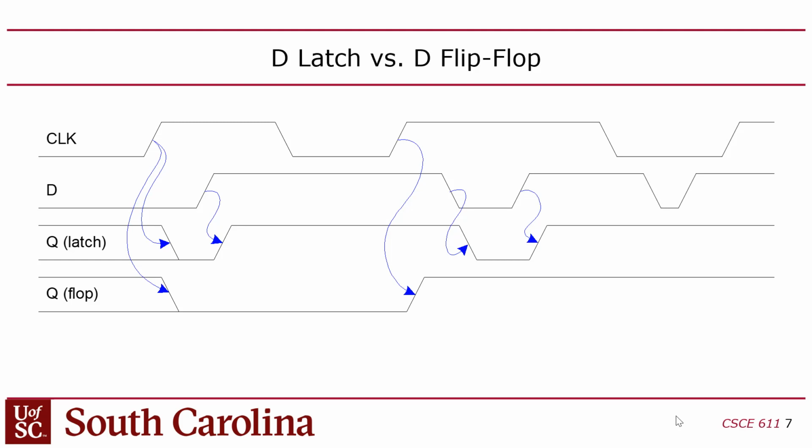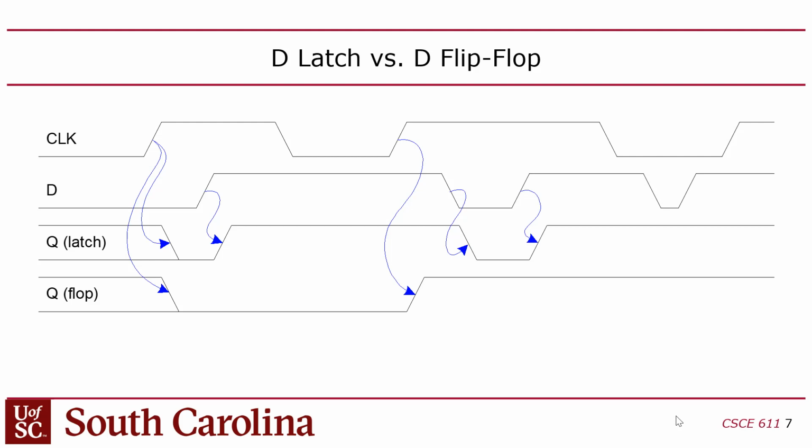You see that? When the clock is high, D propagates straight out to Q. When it's low, it doesn't. Of course, in this case, there's no change. At this point, there's nothing interesting going on here when the clock is low, because D doesn't change. But when the clock is low over here, D does change, but Q doesn't correspondingly change.